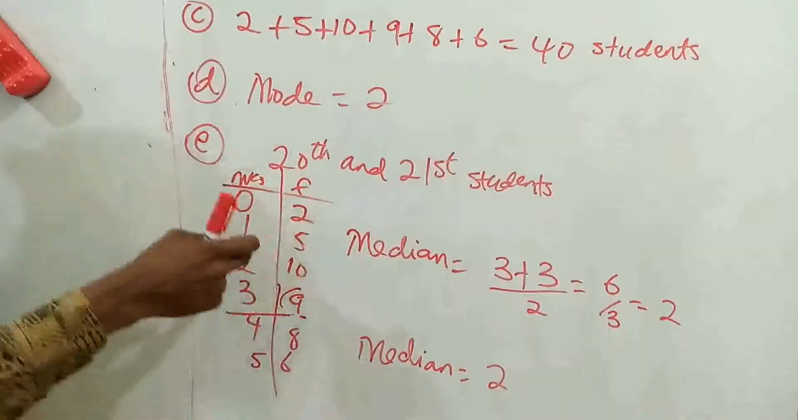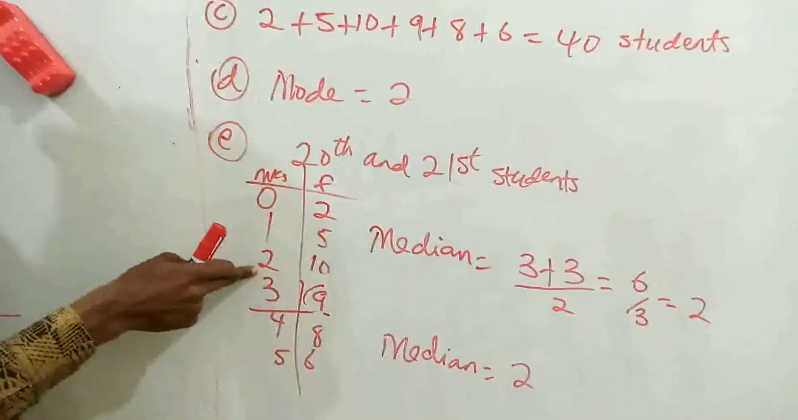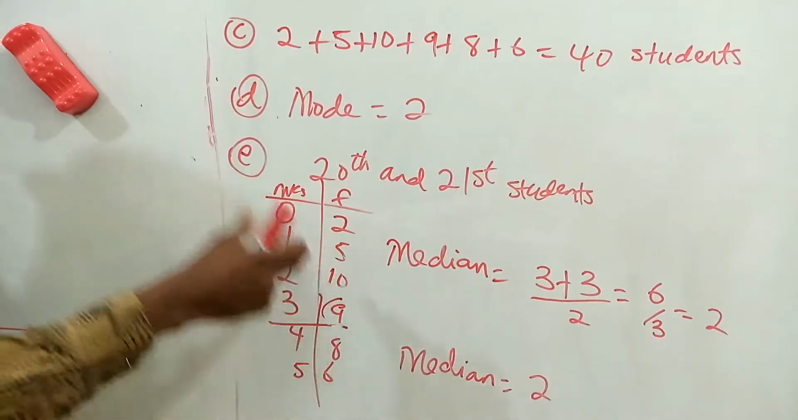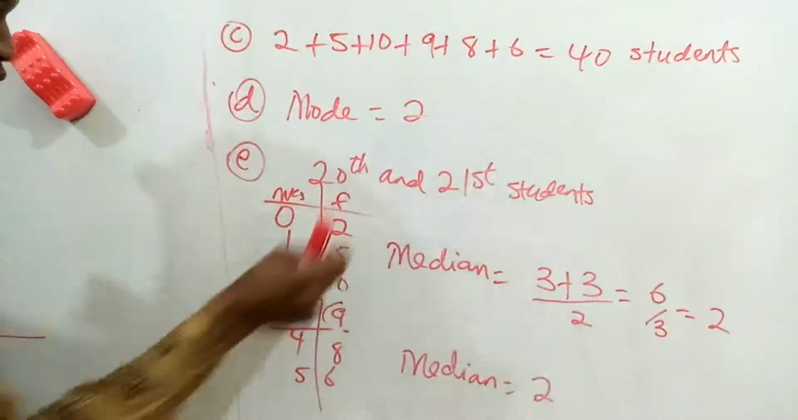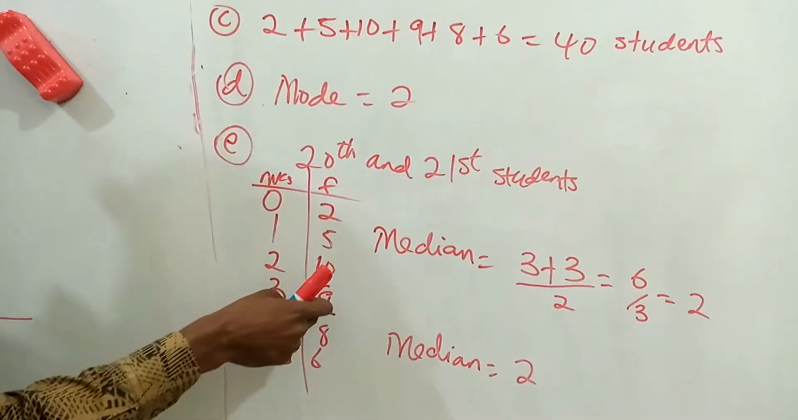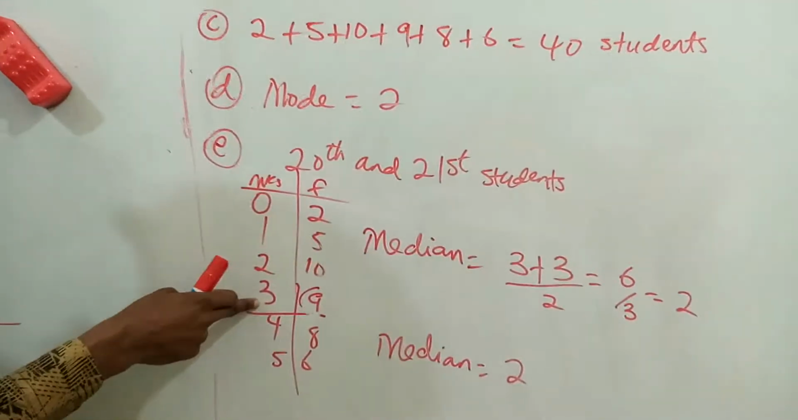At this point, 17 students scored 2. From 17 plus 9, we have 26. This is where 20 and 21 fall under, because after 17, we have 26. And they both got 3. They both had 3 marks in the test.